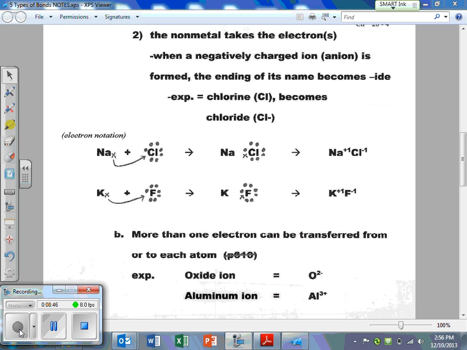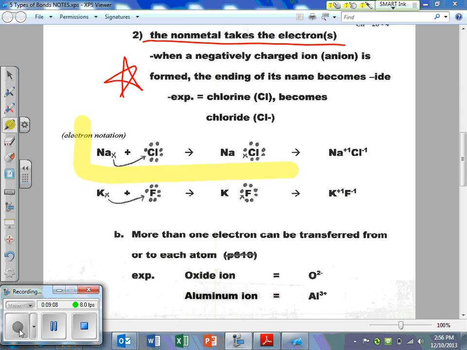Okay, so if the metal is giving away the electrons, the non-metal here takes on the electrons. And this is just putting in words what we were just talking about there. Okay? So here is your electron notation for what we just talked about.